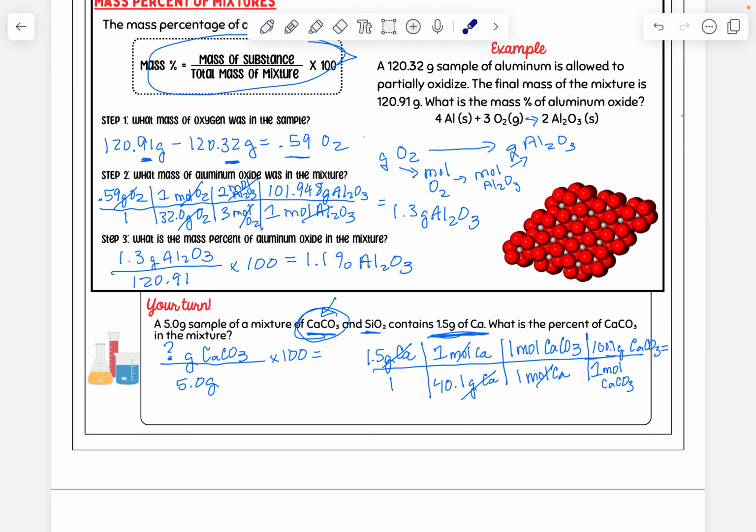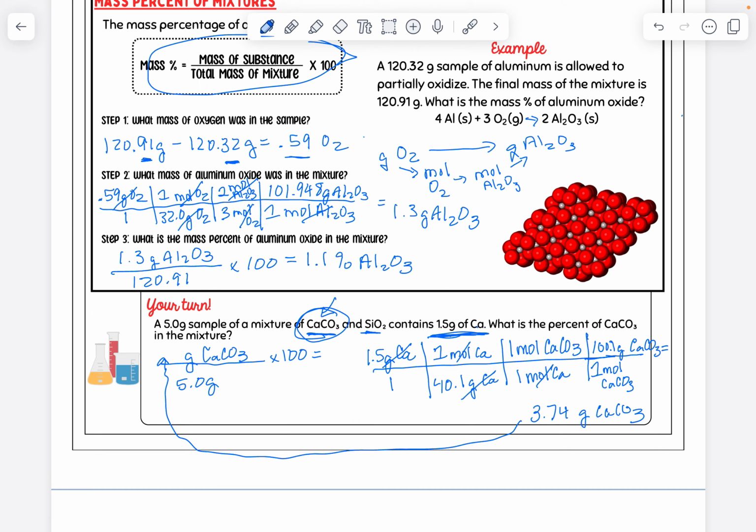So now what you're going to do is take 1.5, divide by 40.1, and we can ignore the ones and just multiply by 100.1 grams, and that will give you 3.74 grams of calcium carbonate. Yay, I found that number, so now I can plug it in here to get my percent. So I'm going to erase that question mark.